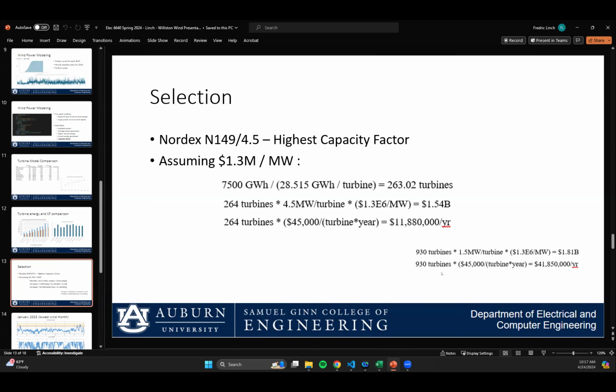And then compared to, say, one of the smaller turbines that had a lower capacity factor, it would end up costing $1.81 billion to cover that 7,500 gigawatt hour load growth. And since there were so many more turbines, it would be about 4 times the O&M cost.